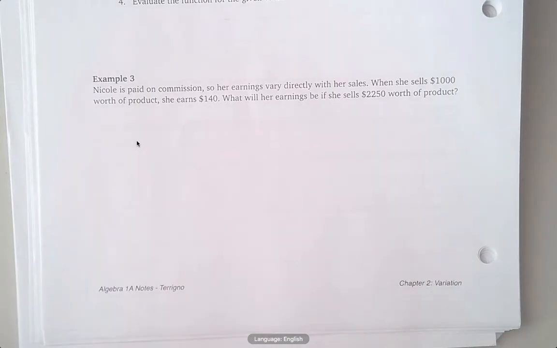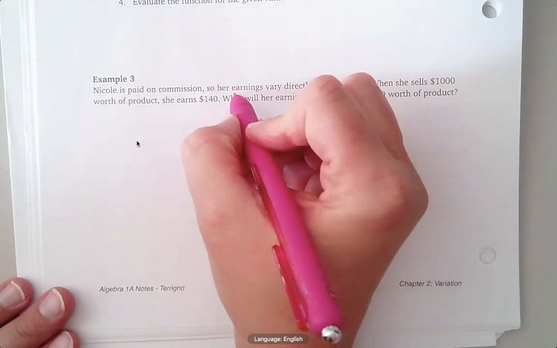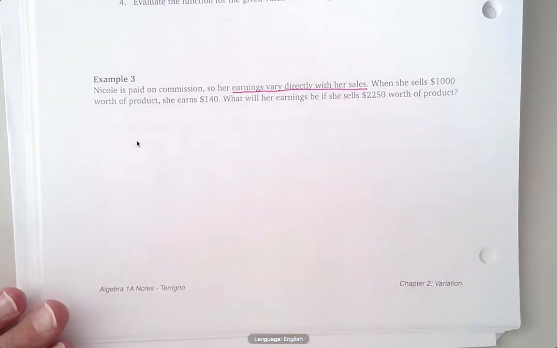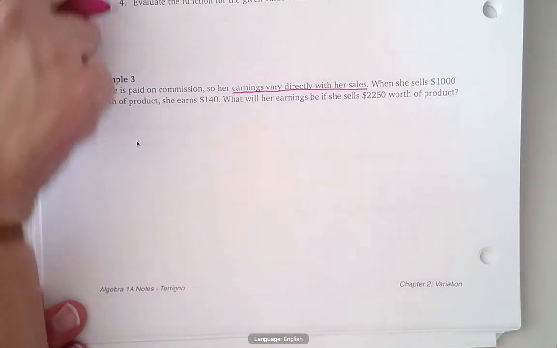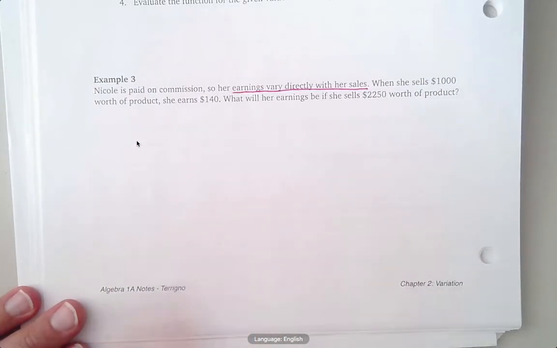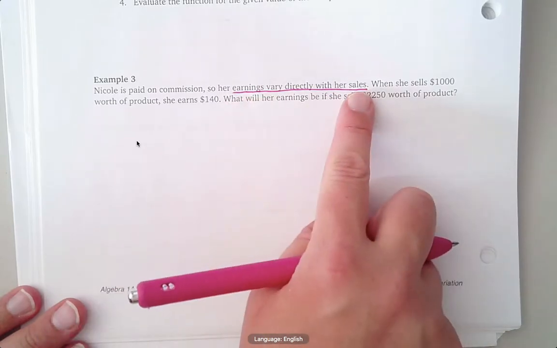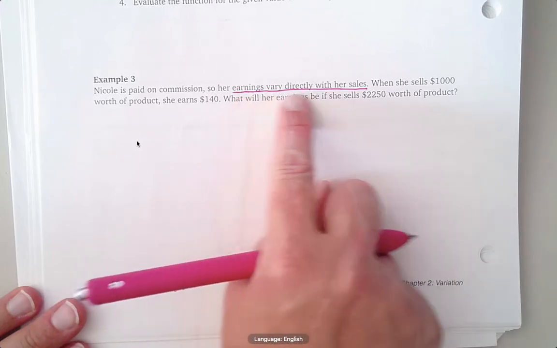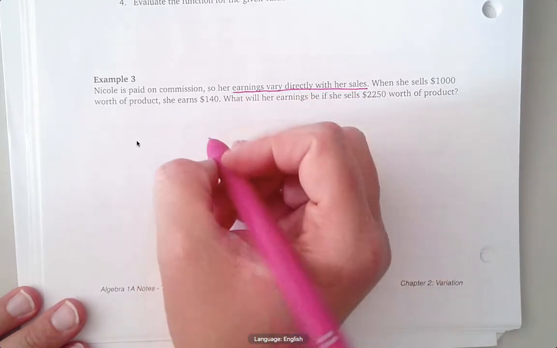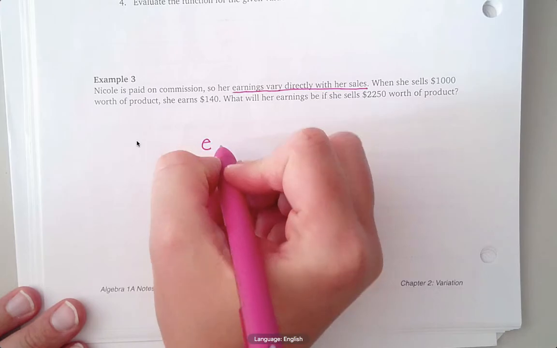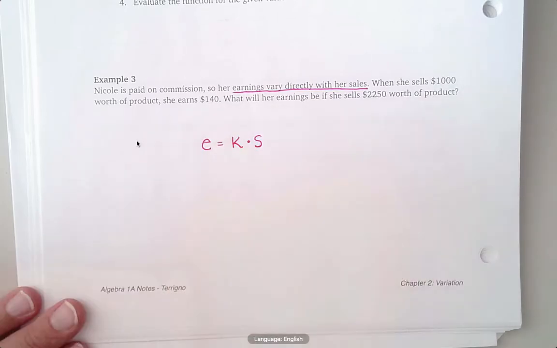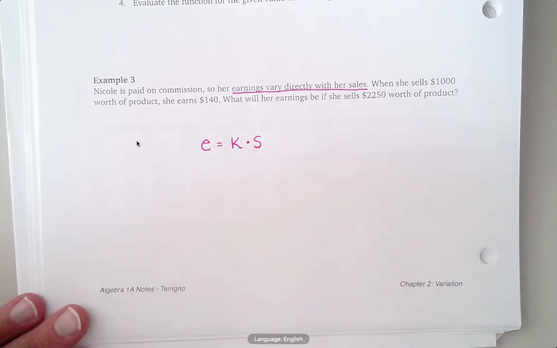So Nicole is paid on commission, so her earnings vary directly with her sales. So that sentence right there, the earnings vary directly with her sales, that's an important one. And that's where we hit step 1, which is set up a general equation. So I'm going to use E and S for earnings and sales. And so before I even go into any of the numbers, just from that sentence that's underlined there, I can set up this relationship. Earnings vary directly, which means multiplication, with sales. Okay? So we start with that.